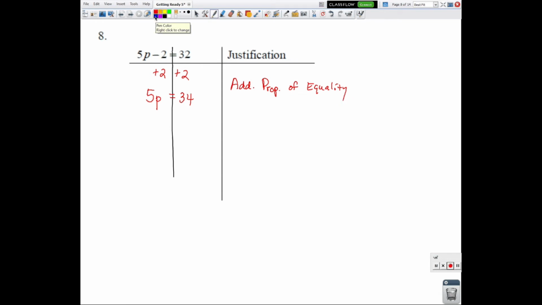Now, please don't look at this and say, hey, I want to divide by 5, but 5 doesn't go into 34. We're grown-ups now. Everything goes into everything. So we divide both sides by 5. P is equal to, you can leave the fraction 34 over 5, or as a decimal, that is 6.8. That is your division property of equality.